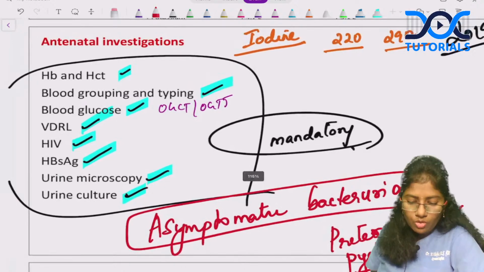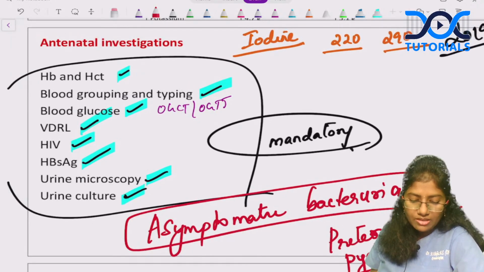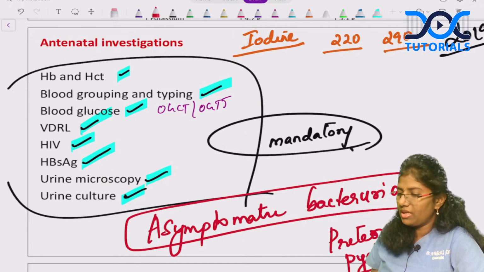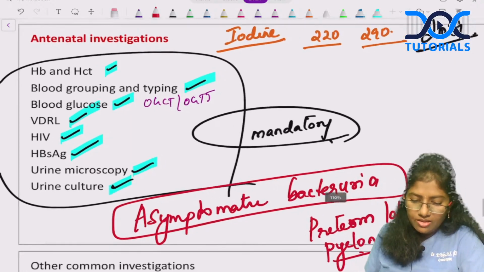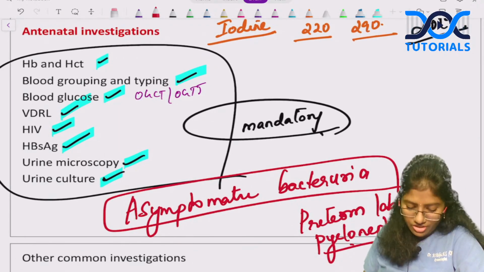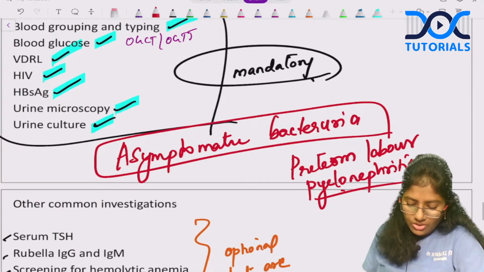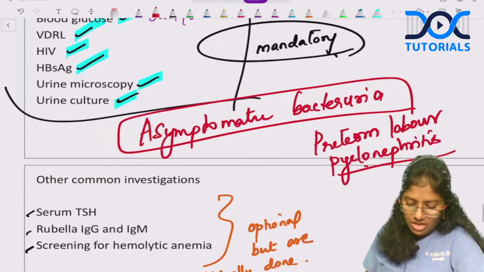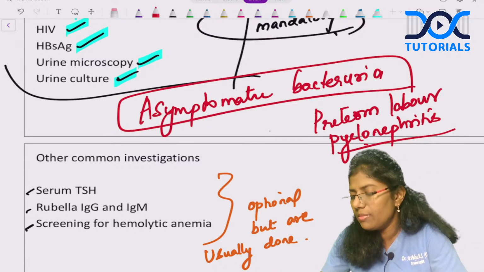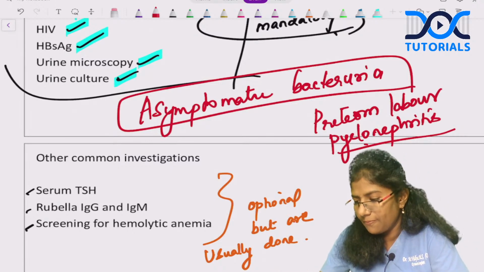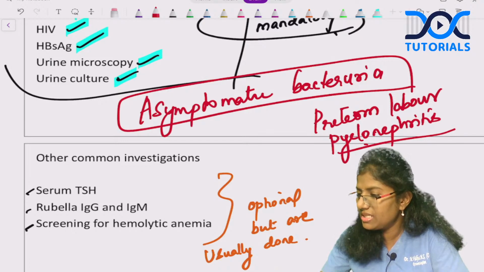Now: hemoglobin, hematocrit, blood grouping, blood glucose, VDRL, HIV, HBsAg, urine microscopy and urine culture. These are the antenatal investigations that are mandatory during pregnancy. Now there are certain investigations that are optional but are usually done. What is your opinion about serum TSH?